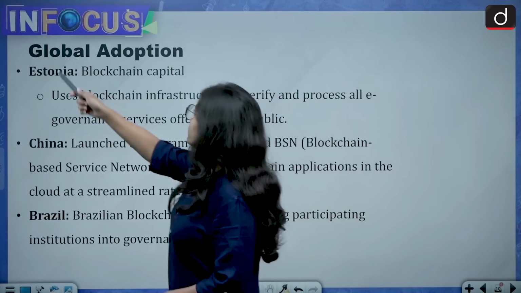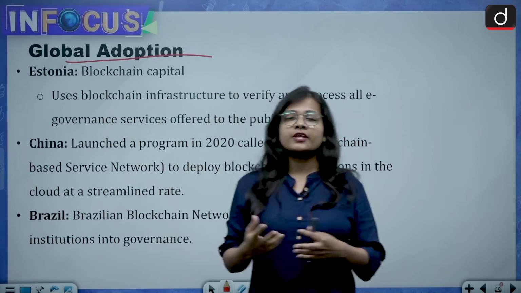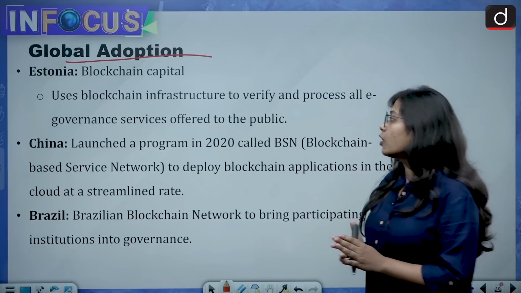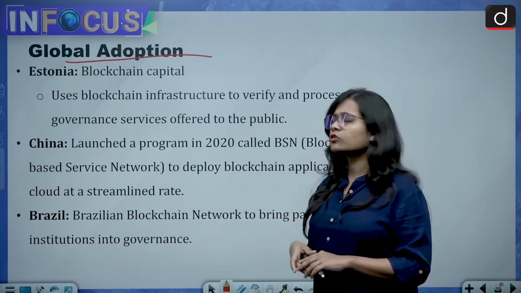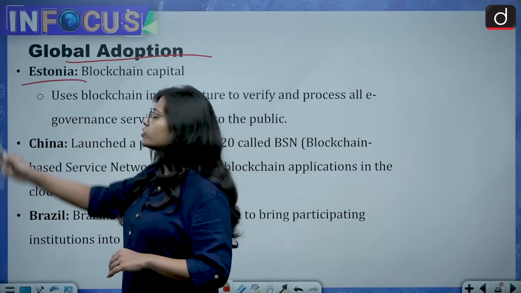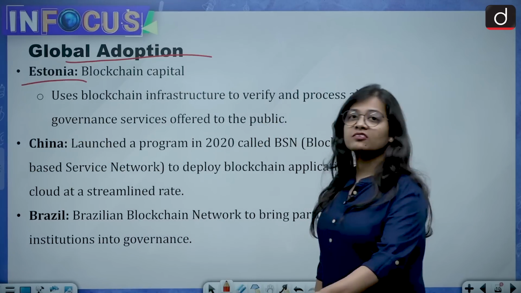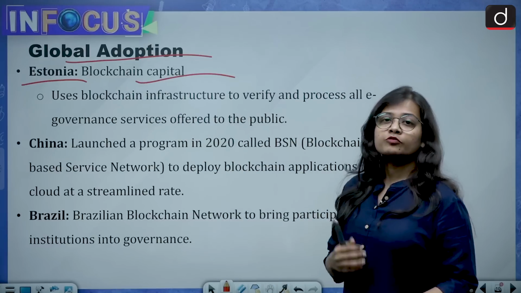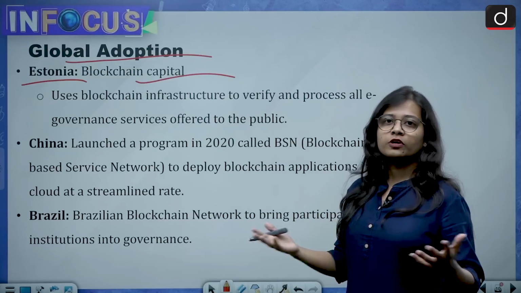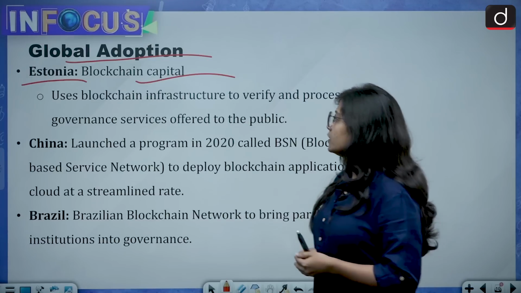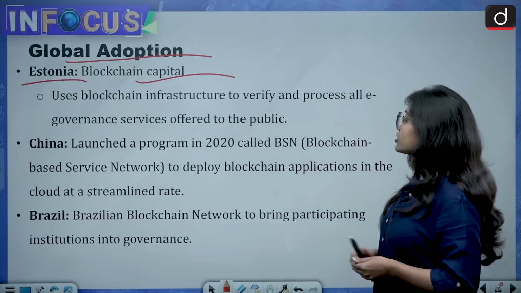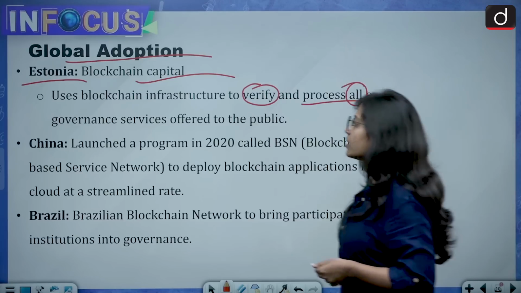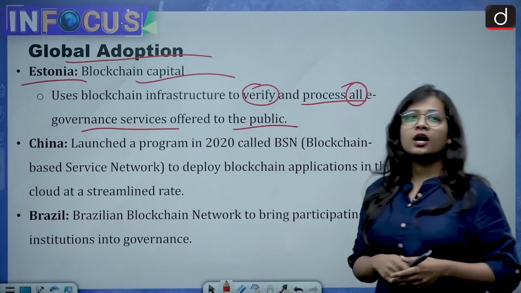Then what is global adoption? What is the scenario of global adoption when it comes to blockchain technology, how is the world performing? Or you can also take it as case studies. Then the first point is Estonia. Estonia is known as the blockchain capital of the world. This can be an important prelims fact, that which country is known as the blockchain capital of the world. Then it is Estonia. Estonia uses blockchain infrastructure to verify and process all e-governance services offered to the public.